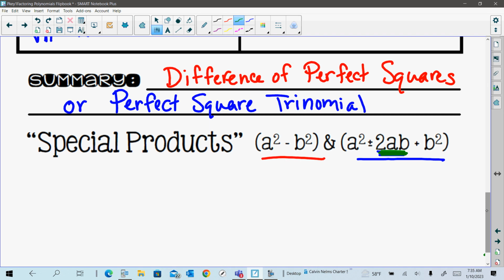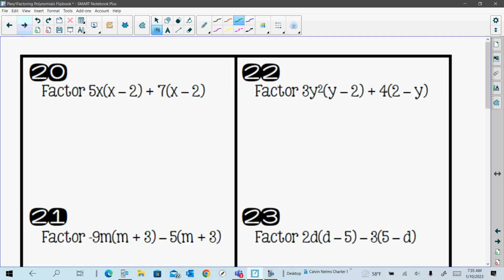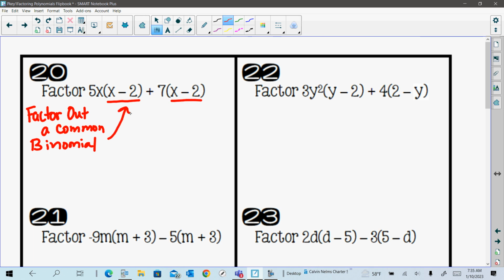All right, so last section, 4 terms. Okay, number 20, this section 20 through 23 is an example of what we call factoring out a common binomial. Okay, so we're going to factor out a common binomial. A binomial is 2 terms, okay? So if you look right here, I see x minus 2 and x minus 2. This is the common binomial. That x minus 2 is your common binomial.